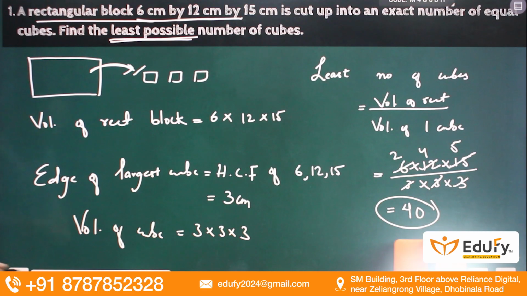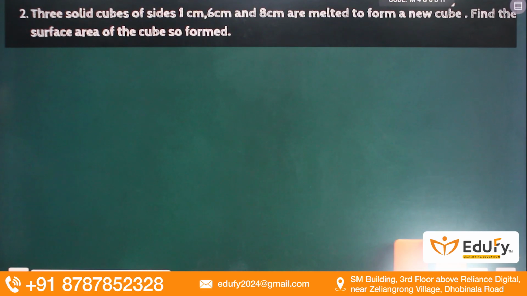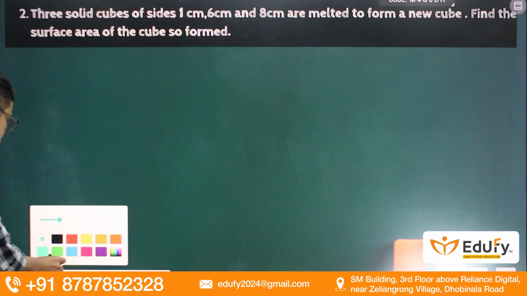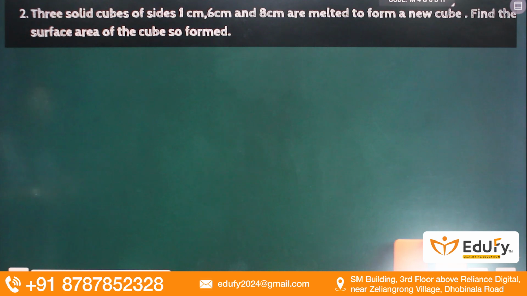Let us try with another question. This is on a cube now. 3 solid cubes of sides 1, 6, and 8 are melted to form a new cube. Find the surface area of the cube formed. So to find out the surface area of a cube, we know the surface area formula of a cube. To find that, we first need to find out the side of the new cube that is being formed.